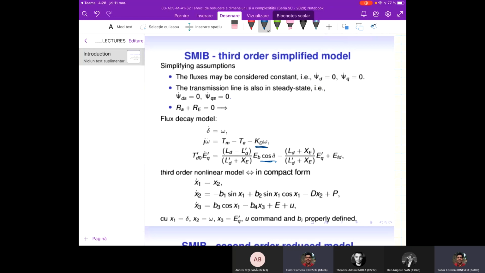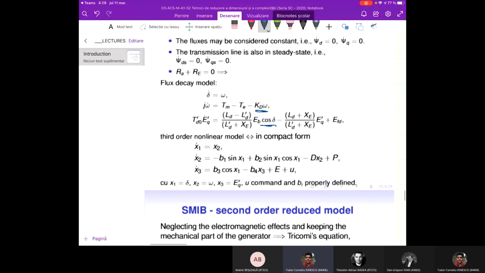Performing certain manipulations, such a model can be written in compact form by these three equations below. x1 dot is x2, x2 dot is minus b1 sine, and so on and so forth, where you easily identify the control and the specific coefficients of such a model. So this is something which is currently used in power systems in industry.